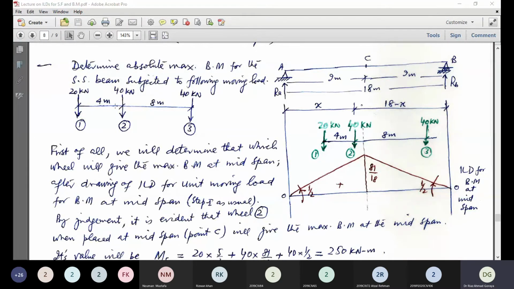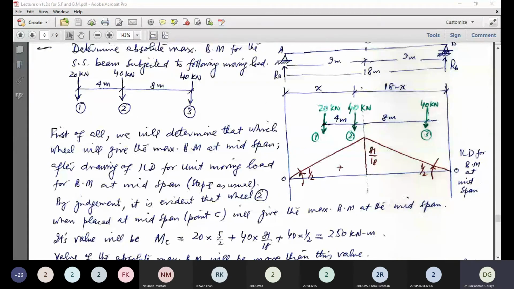The distance between wheel 1 and wheel 2 is 4 meter, and the distance between wheel 2 and wheel 3 is 8 meter. Now, first of all, we will determine which wheel will give the maximum bending moment at the midspan after drawing the ILD for a unit moving load at the midspan. Step 1 as usual. So for midspan, this is the ILD for bending moment. This is half, this is half. The sum of these two rotations is 1.